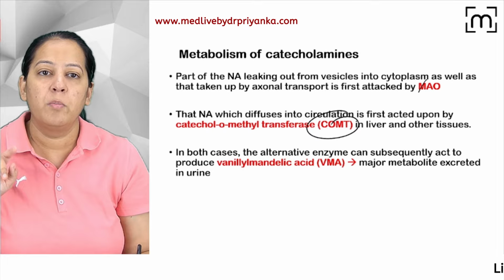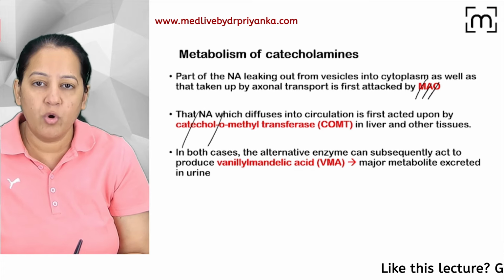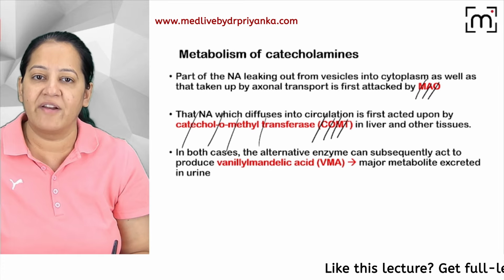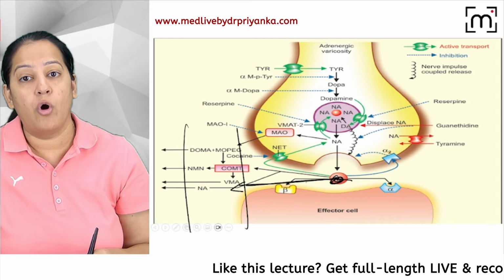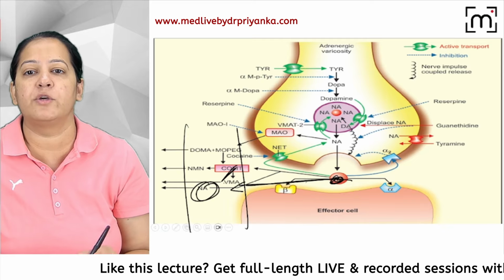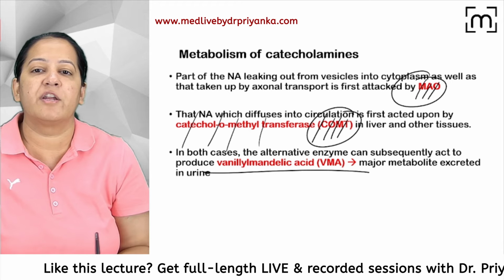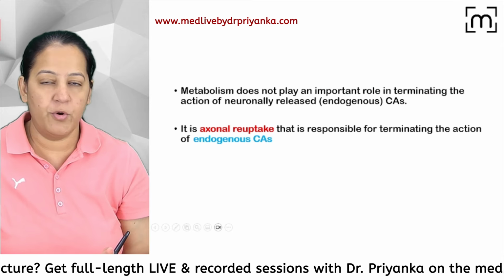What is MAO? Monoamine oxidase. And what is the full form of COMT? Catechol O methyltransferase. So COMT and MAO are the enzymes which are acting on this noradrenaline once it enters in the blood. You can see MAO and COMT are acting. Ultimately, it will get converted to vanillylmandelic acid, which is excreted in the urine. I hope you got it completely.